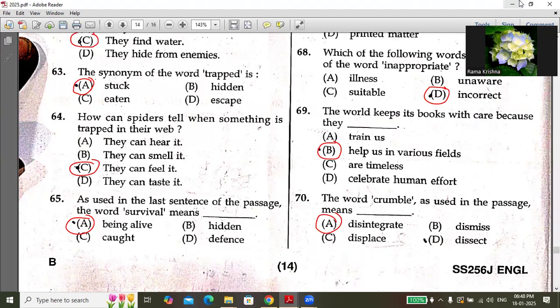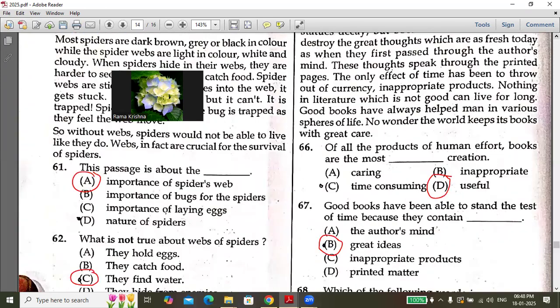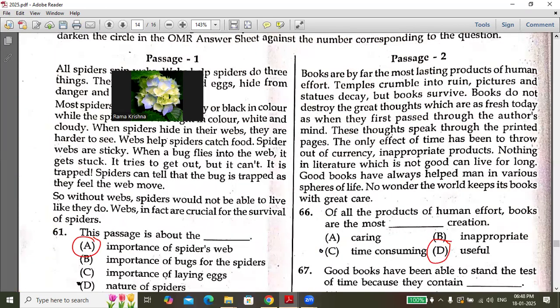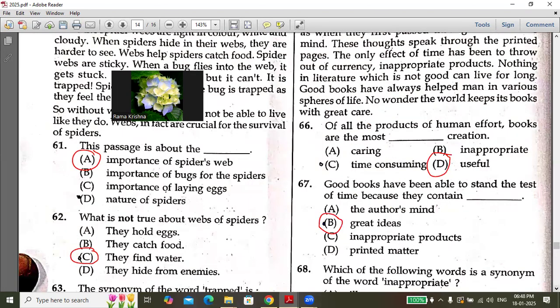So survival for existence, you say, right? Survival means living. Next, books are by far the most lasting products of women. You can read the passage directly. Of all the products of human efforts, books are the most useful creation. Good books have been able to stand the test of time because they contain great ideas.